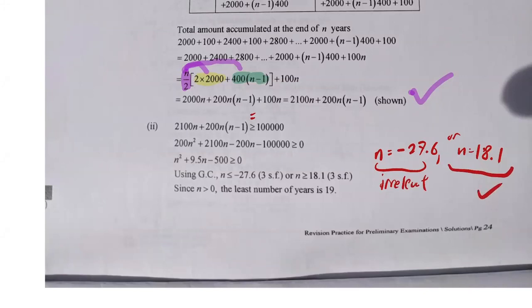So you must think logically lah. Would you want to round down or round up in order to hit at least $100,000? Should your final answer be n equals 18 or n equals 19, to hit a minimum of 100,000?